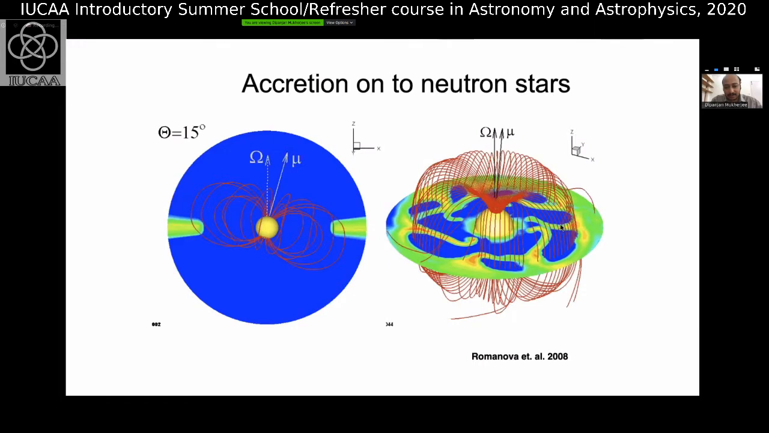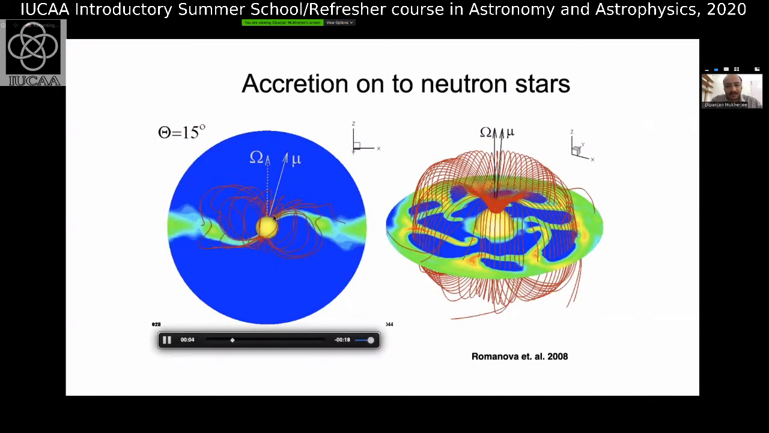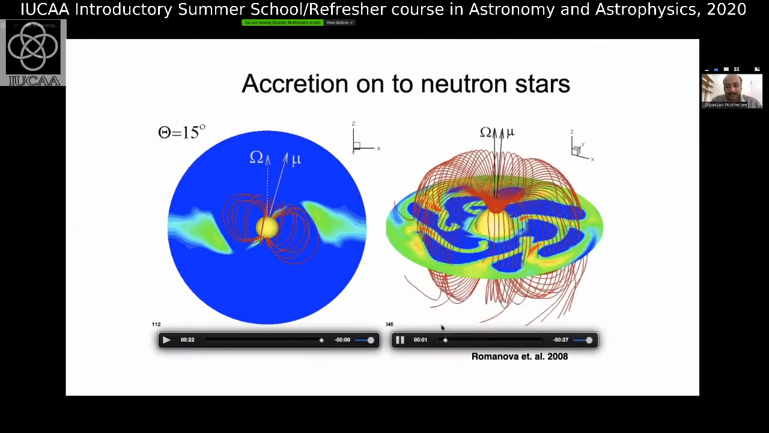So these are simulations not by me, but by Romanova et al. of accretion onto neutron stars. If you have a neutron star at the center, it can accrete matter from a nearby star, and the matter flows along a dipolar magnetic field, much like the Earth. Beyond a certain point, the matter cannot penetrate the magnetic field and gets channeled onto the poles. This is very similar to how you see auroras in the North Pole and South Pole.